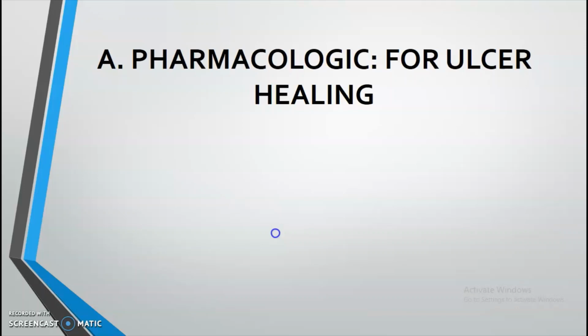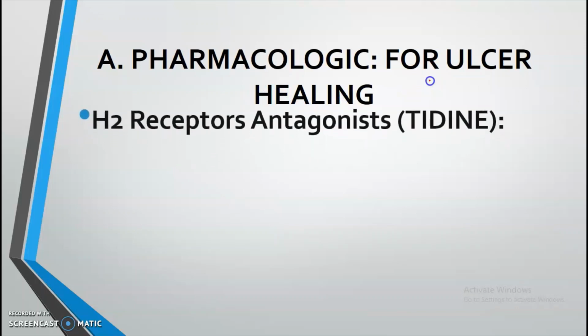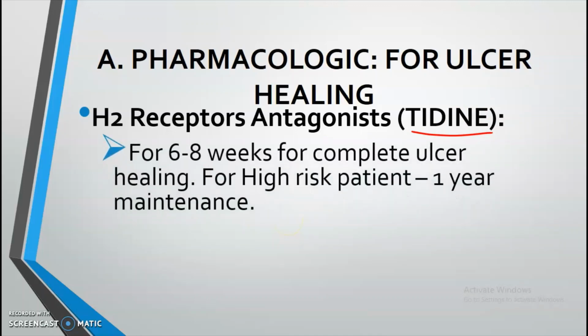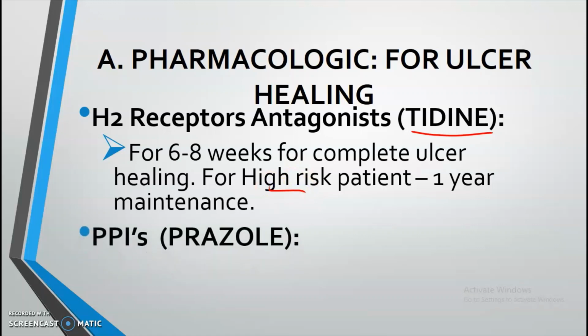For number one, specific for ulcer healing, we can give your H2 receptor antagonists such as your ranitidine. We are going to give this for 6 to 8 weeks for complete ulcer healing, and an extension of 1 year for maintenance, especially for high-risk patients. Another one is your PPIs.